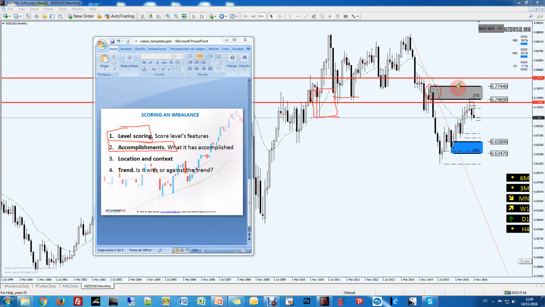Location and context. Is it well located? It is nested within a higher time frame area of supply? Yes, it is. It is a monthly area of supply nested within a 3 months area of supply if we were to look at one time frame higher of our trading sequence. We don't have to, but it's a good idea to do it. So location and context is good. What is the trend here? The trend is consolidating, but since we are high in the range, location high, and lots of room to drop, and the bigger picture's down, it's bearish consolidation.